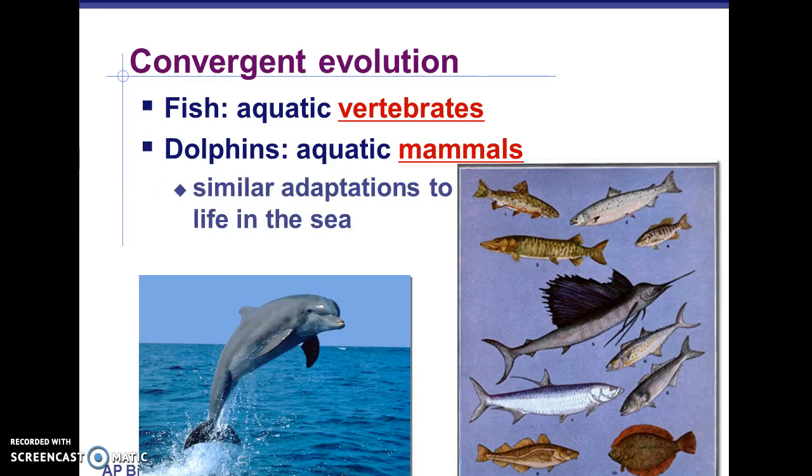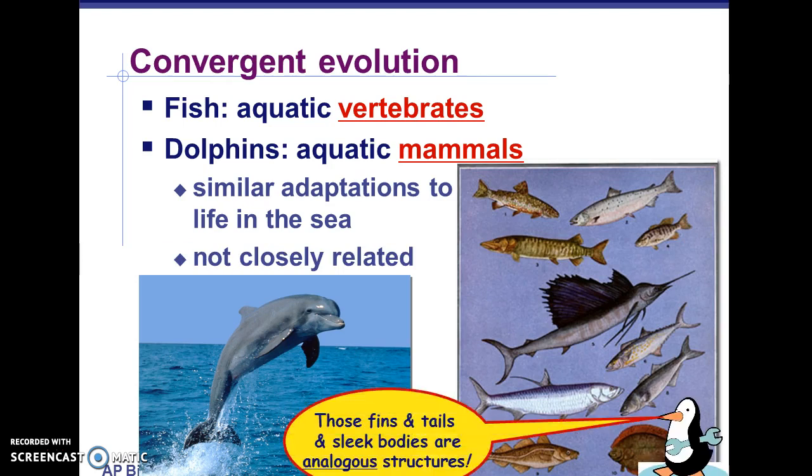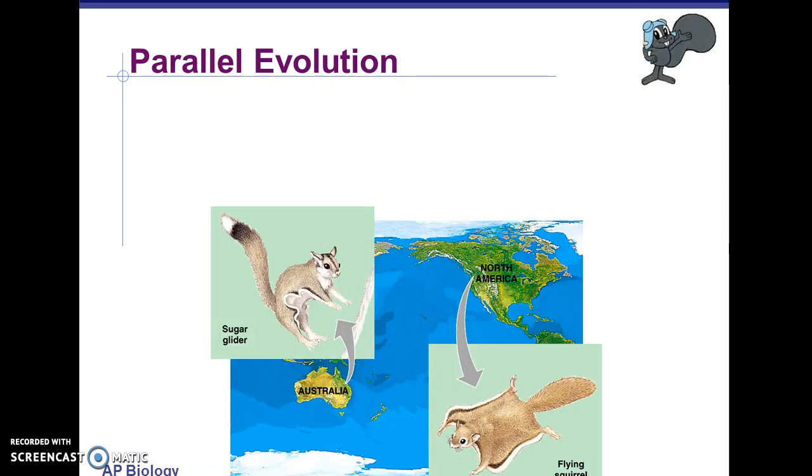Not to be confused with things that are closely related. Similar adaptations because of life in the sea does not make them closely related. Dolphins are much more closely related to us. That's an example of convergent evolution, when we have similarities based on environment but have nothing to do with each other.